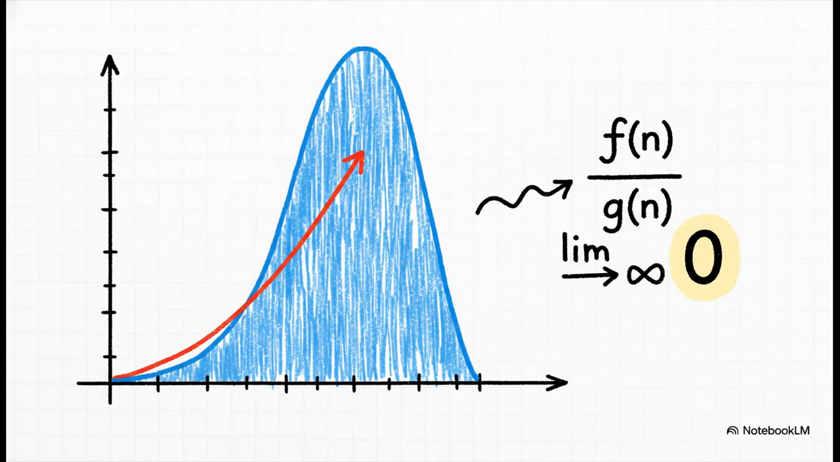So what's the intuition here? It just means that f of n grows so much slower than g of n that it basically becomes insignificant as n gets huge. It gets completely crushed. For you calculus fans out there, it's the same thing as saying the limit of the ratio f of n over g of n is 0 as n goes to infinity. The growth of g of n just totally dominates.